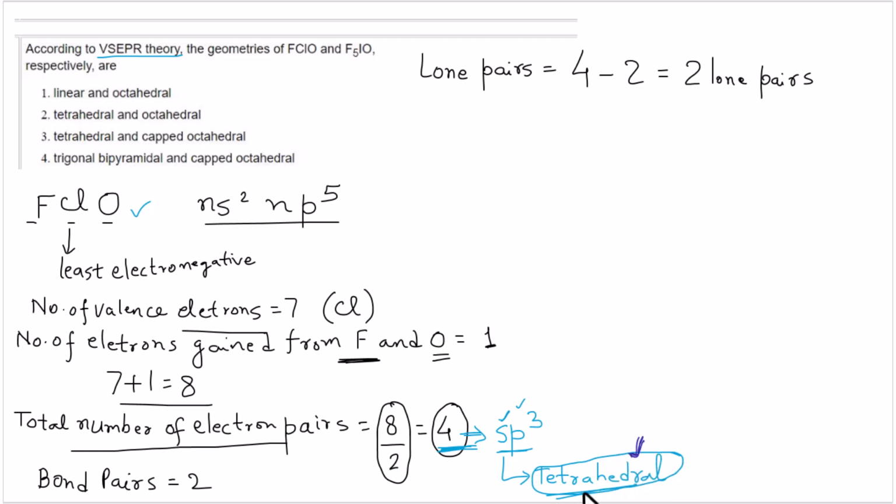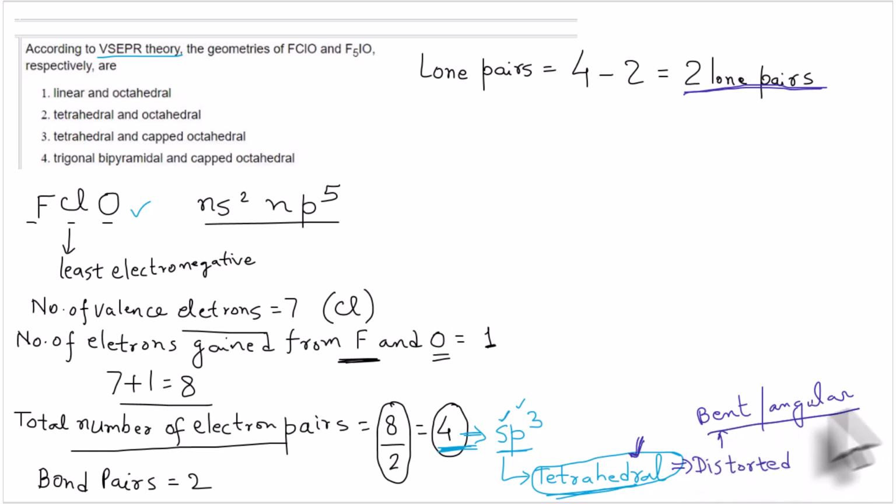two lone pairs, right? So we have sp3 hybridization with tetrahedral geometry, regular geometry. But if there are two lone pairs involved in the regular geometry, then the regular geometry gets distorted. That we already know from VSEPR theory, that it gets distorted and it can be a bent or angular structure, and it is not a pure tetrahedral geometry actually for this compound.